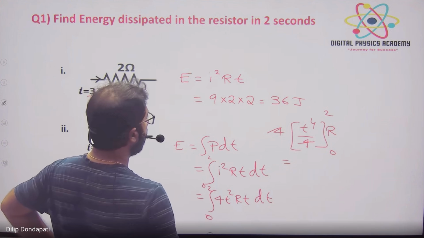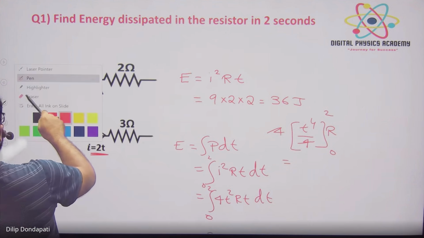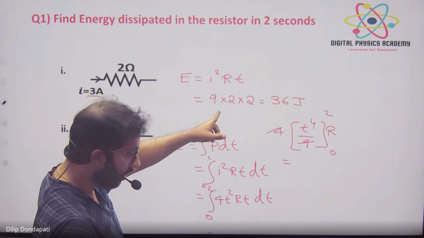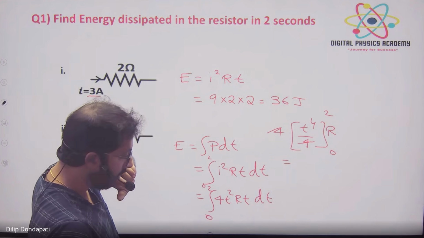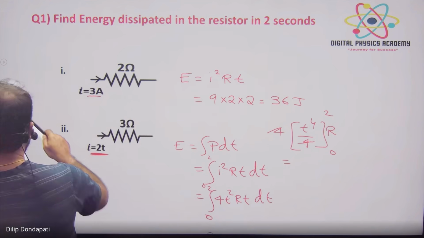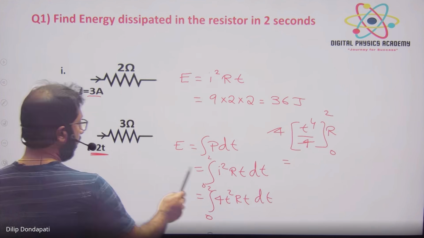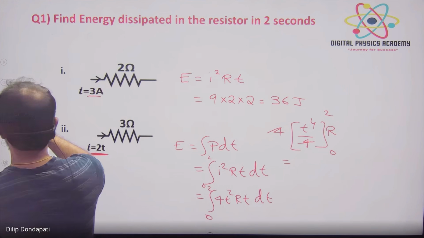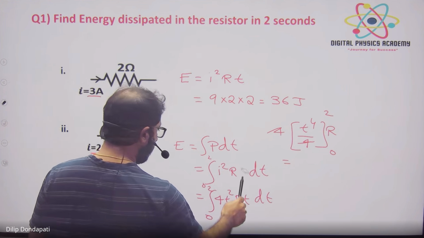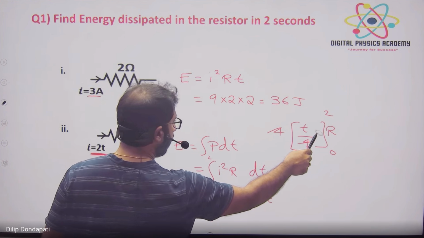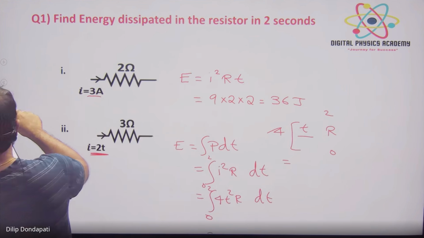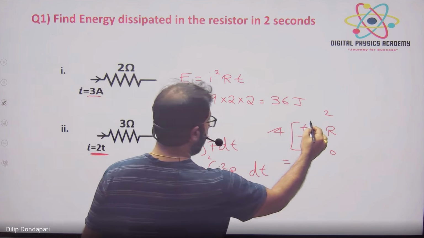I square R, okay, sorry. We'll use the formula of this one, right? I square R dt. So we have done this one, right? So it is t cube by 3. Do it, how much will come? t cube by 3.